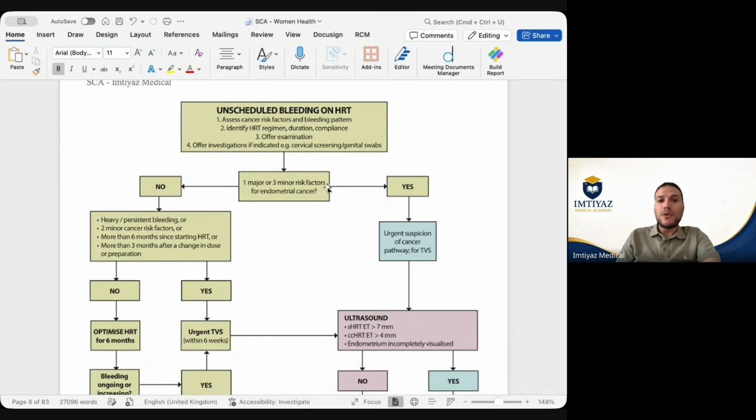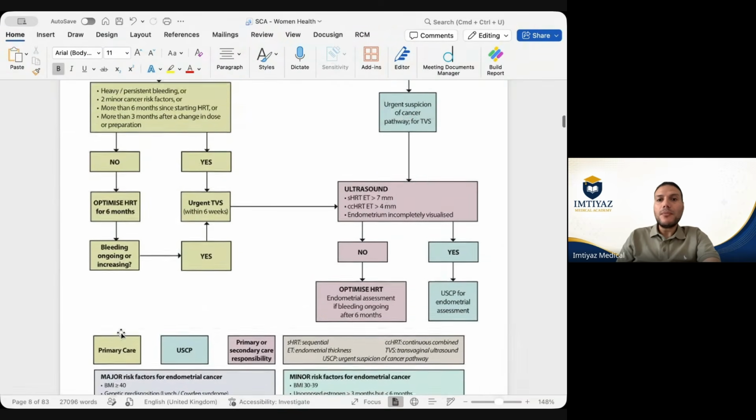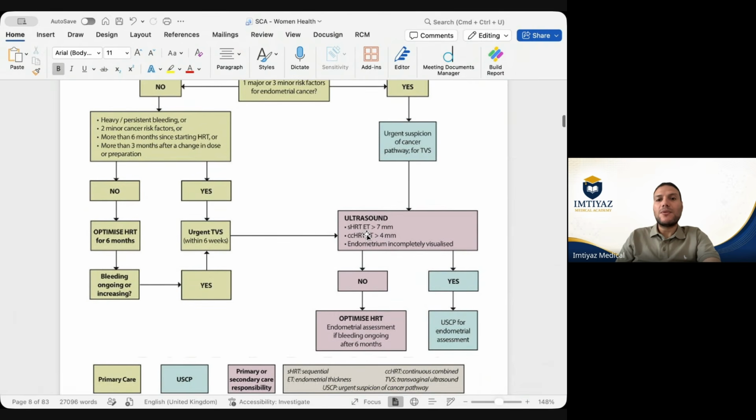So if one major risk factor, and here are the major risk factors, you need to go through them. So urgent ultrasound within 2 weeks for suspected cancer. Then depending on the ultrasound scan results, if she's taking sequential HRT and the endometrial thickness came back more than 7, you need to refer for the urgent suspected cancer pathway as a 2-week referral. Or if she's taking combined continuous HRT and endometrial thickness is more than 4, she again needs an urgent 2-week referral.